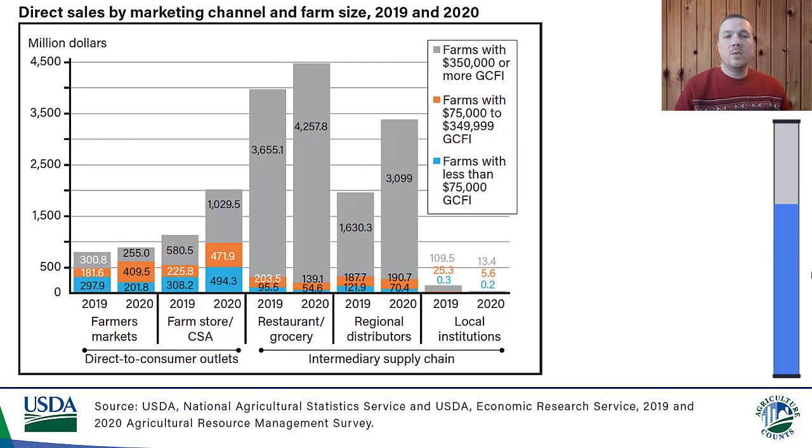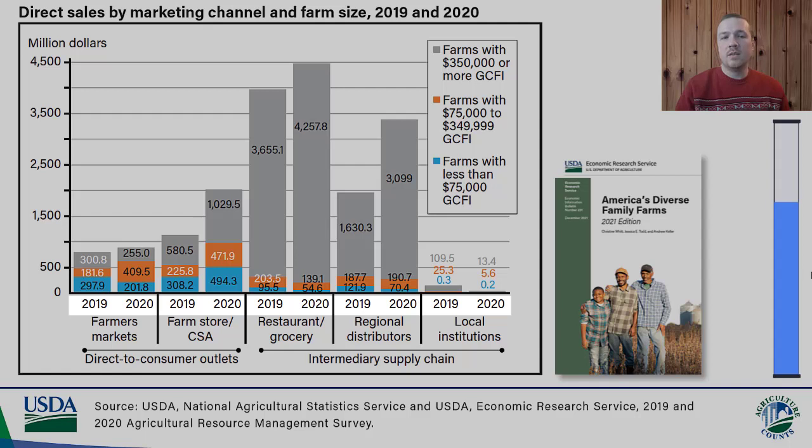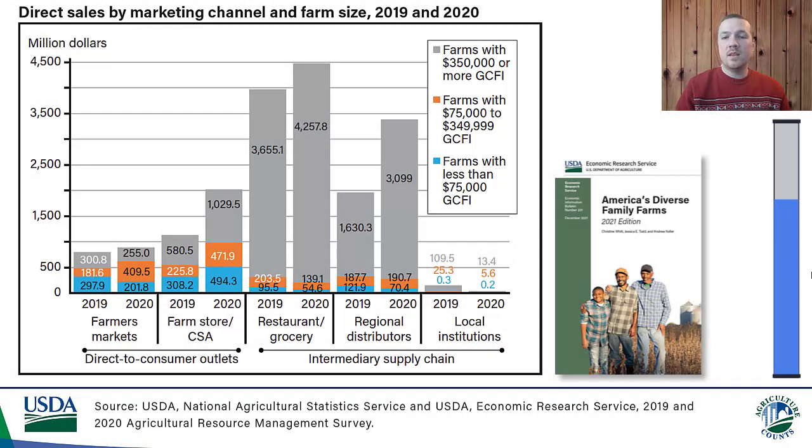This chart from the 2021 edition of America's Diverse Family Farms, an ERS publication, shows value of direct sales in 2019 and 2020 next to each other, broken out by the outlet categories on the bottom, and showing small, medium, and large farms in blue, orange, and gray, respectively. Restaurants and grocery stores are the largest direct sales outlet by value, and it is predominantly represented by the gray portion, which is farms with more than $350,000 of gross cash farm income.